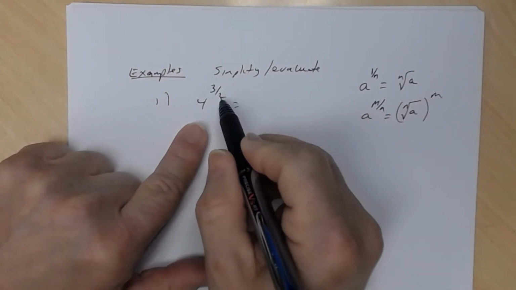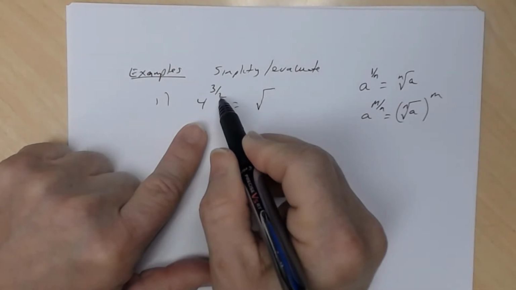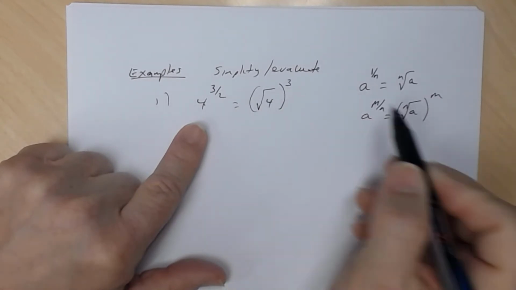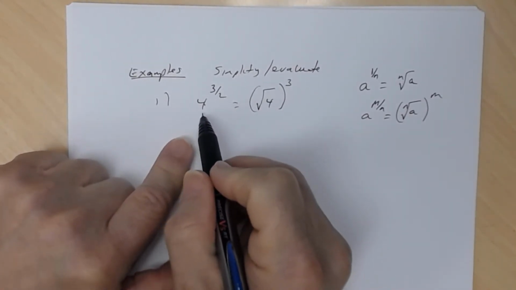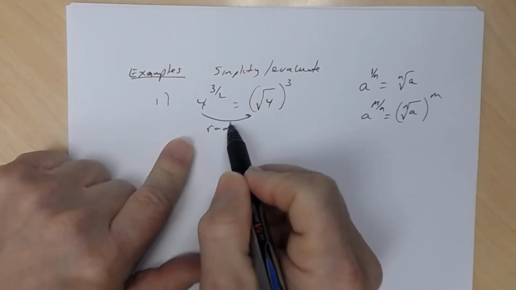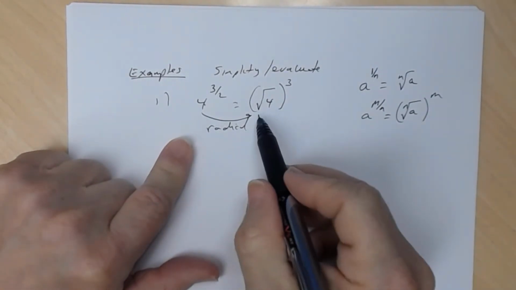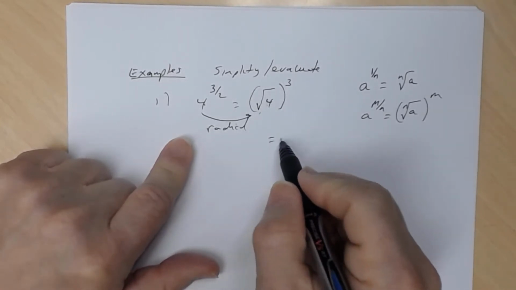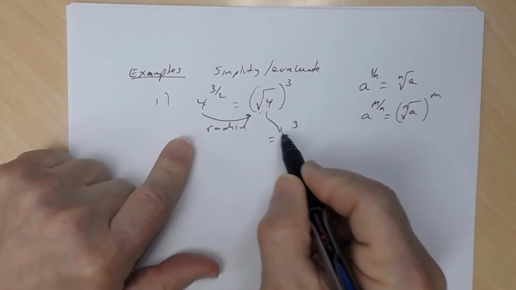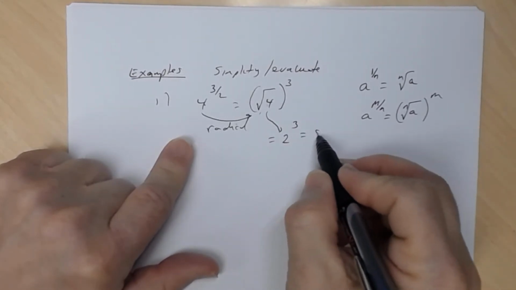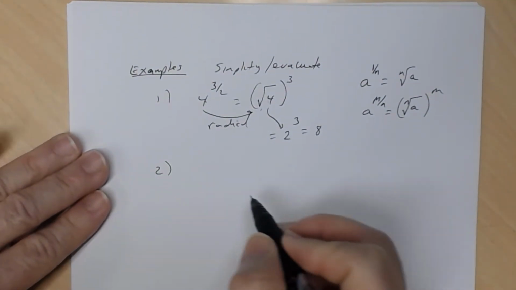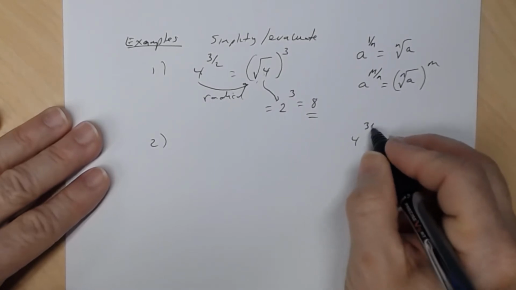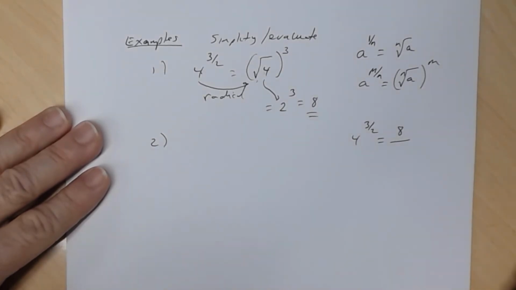So this becomes the square root. Your denominator is 2, that becomes your index of the base, which is 4, all raised to the third power. So the first thing you have to do is rewrite as a radical. Once you write as a radical, then it's easy to evaluate. The square root of 4 is 2, so I get the base. And then 2 to the third power is 8. So if you have 4 to the 3 halves, the answer is 8.